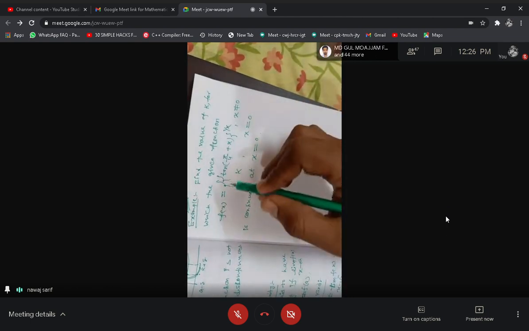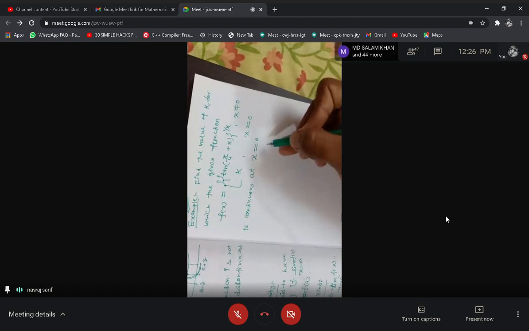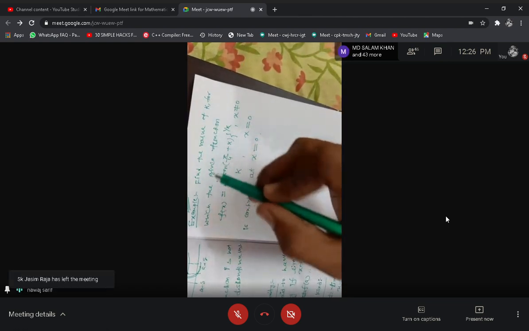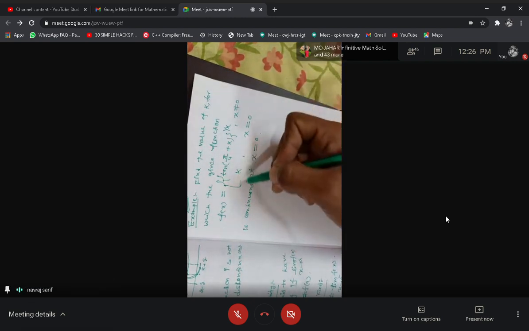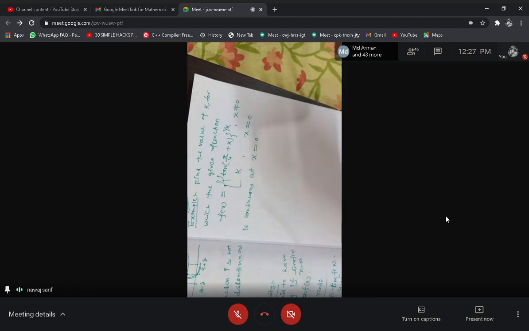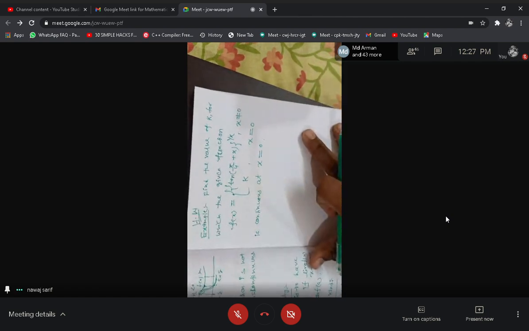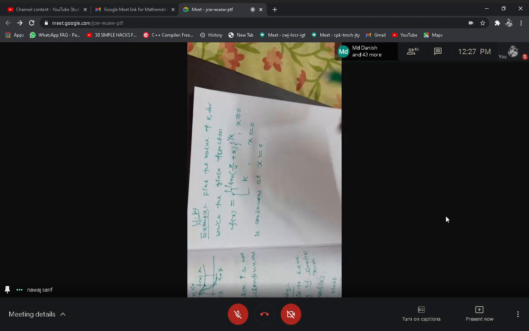Okay, can we solve this one? I'll just tell you how to solve this one. First of all, you have to find the limit of the function, and since this function is continuous, the limit of the function is also equal to the value of the function. Okay, so can you solve this one? So just try to solve and find the value of k. Okay, sir. Okay.